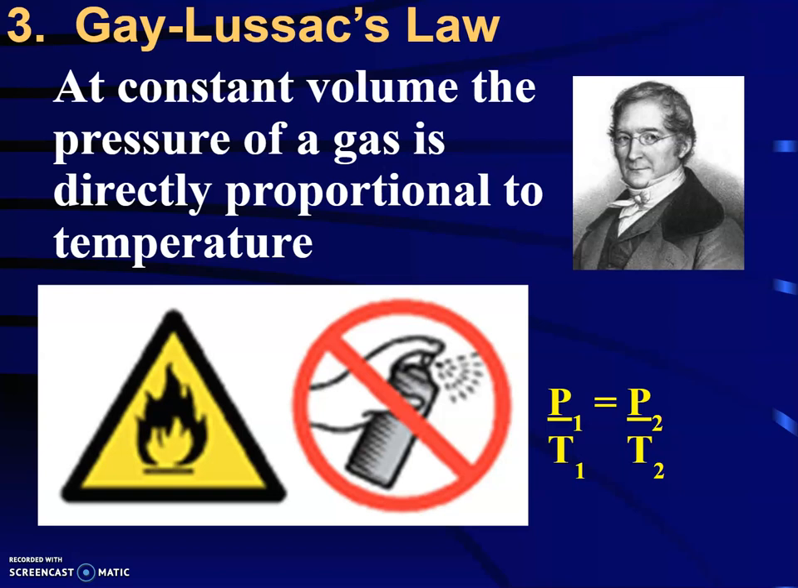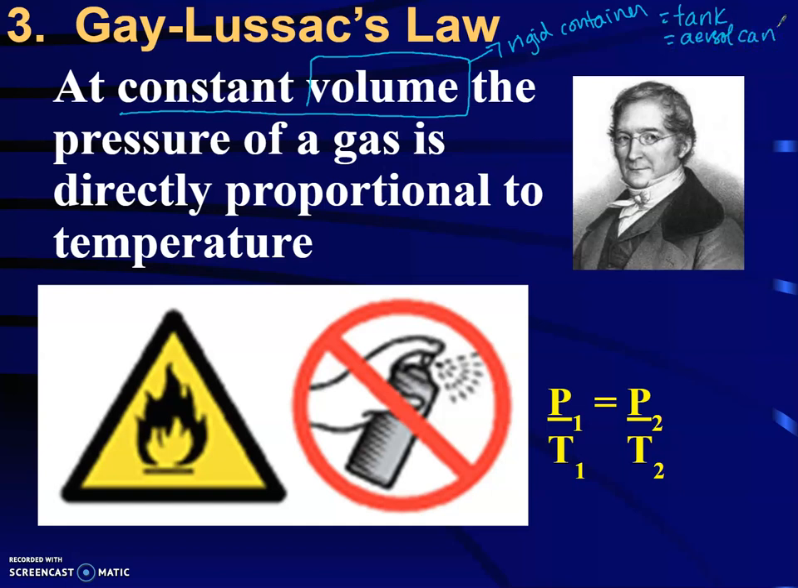So, Gay-Lussac's law is going to be when we have a constant volume, and this is something that we haven't seen before. This is going to be a rigid container, something that doesn't change, like a marshmallow or a balloon or a syringe. It would be like one of those rigid tanks, an aerosol can. So at a constant volume, the pressure of a gas is directly proportional to temperature.